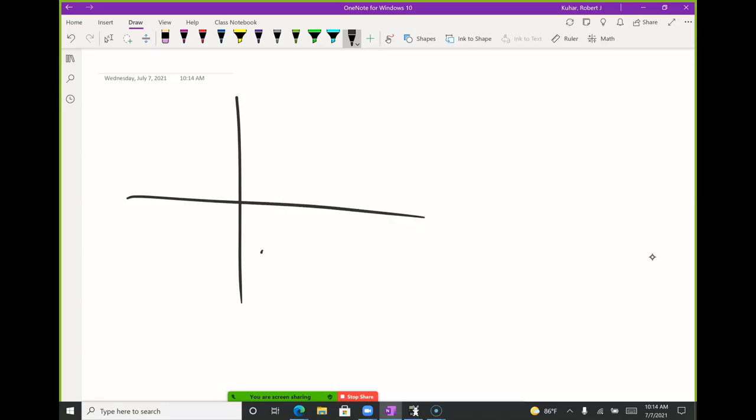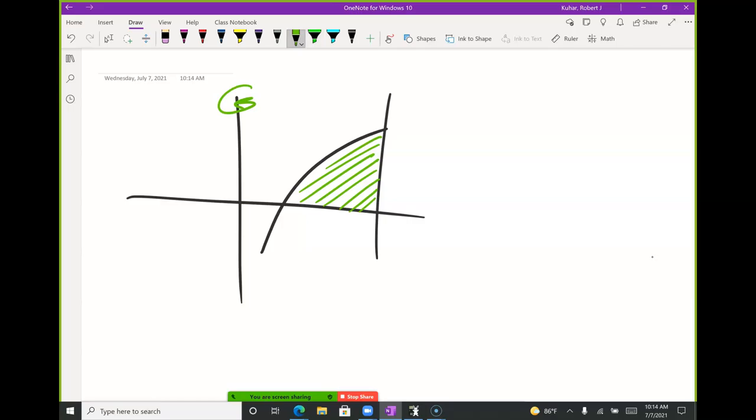So I want to take that region here, this green region, and I want to rotate it around the y-axis, and I want to use a disk method, washer method. Well, how do I know it's going to be a washer? Well, first of all, shells are parallel, so I have to draw the rectangle that I want right perpendicular to the axis of revolution.